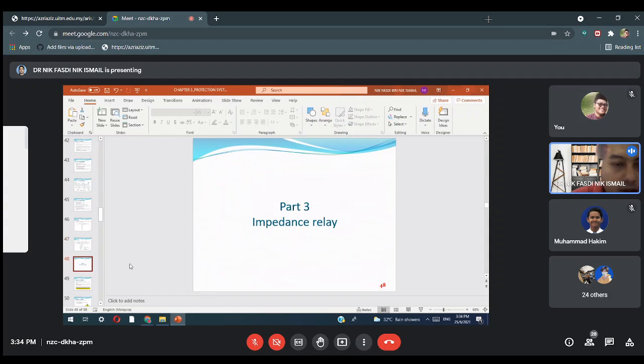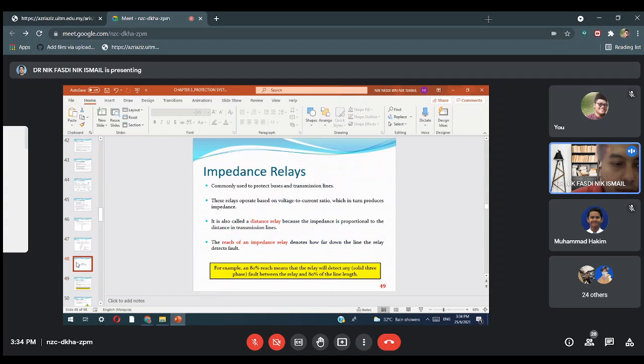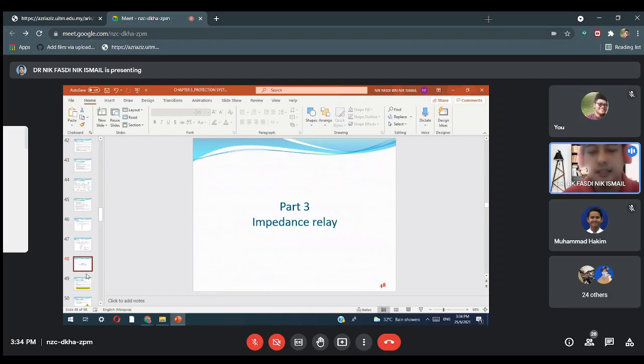Okay, alright. So today we are going to discuss about impedance relay. What is that? Nama pun impedance. Sometimes protection relay ni dia based on the characteristic of the relay. Kalau impedance, you can imagine it's about the impedance, the Z.